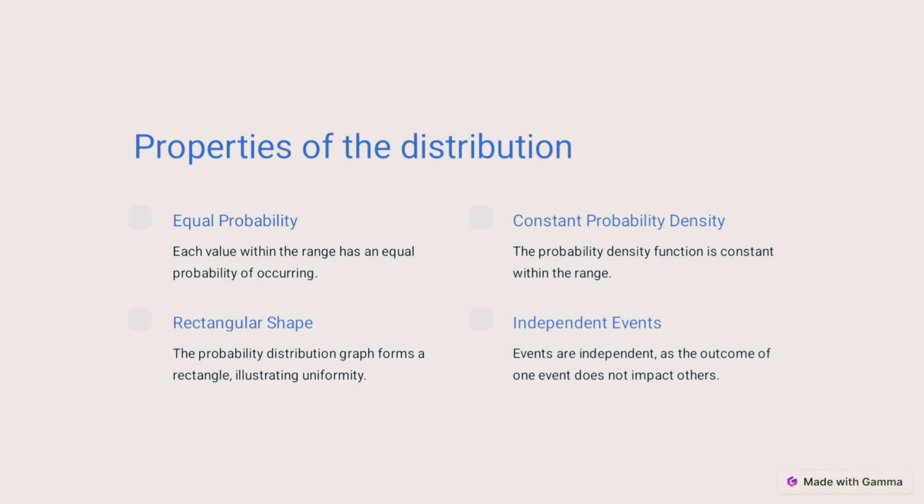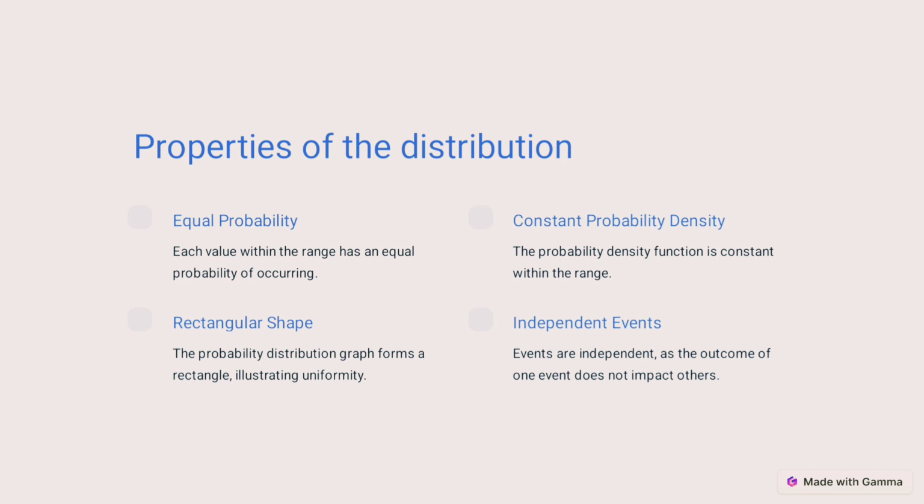Now let's see the properties of this distribution. The first property is equal probability. Each value within the range has an equal probability of occurrence. It means all values have an equal chance of occurring. The second property is constant probability density. The probability density function is constant within the range, meaning between this range the PDF remains constant.